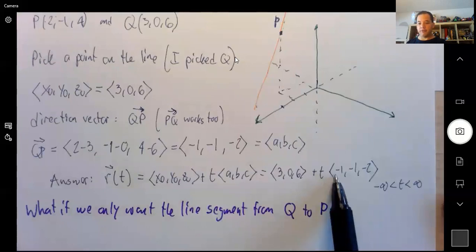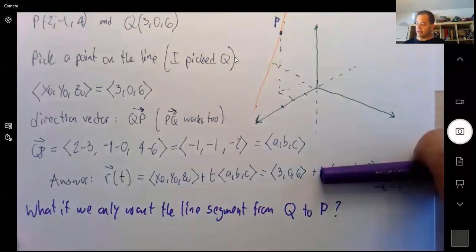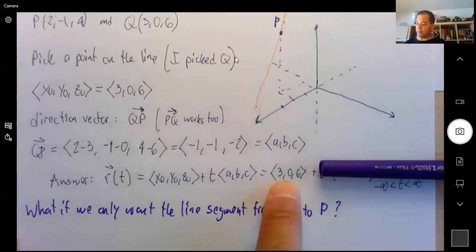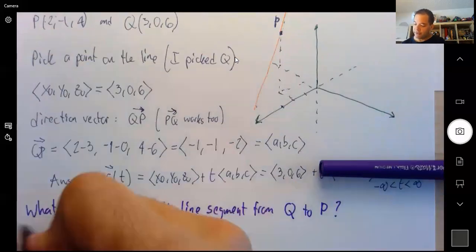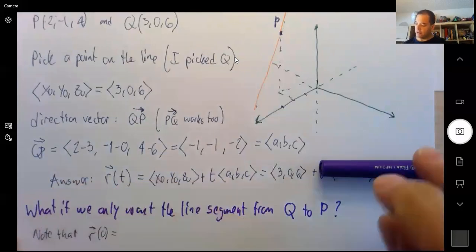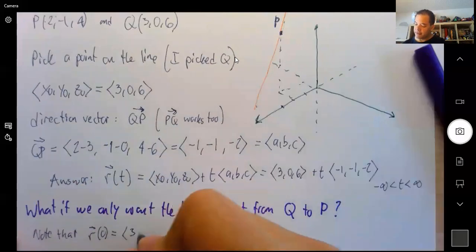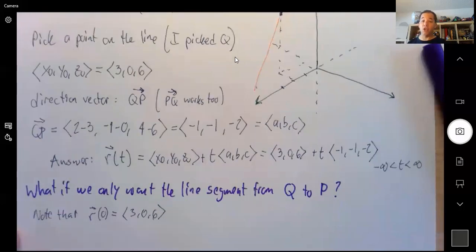And yeah, so Michael is right. 0 works, right? If you plug 0 here, then it's like this is not there. And then you already have one of the points. You already have Q. So note that. So that's one easy one to know. If you plug 0, you get 3, 0, 6, which is what happens when we, so that's one of them, that's Q.